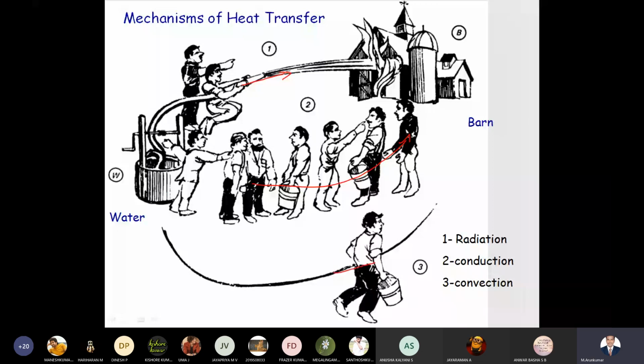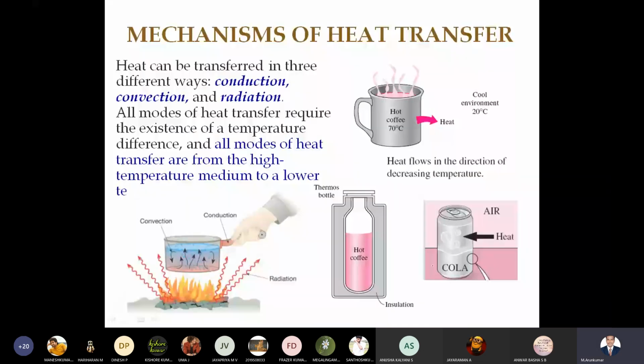So this first path is actually a radiation process, directly. Then the second process is like conduction. Then the third process is like convection. So we may get more clarification about these modes of heat transfer by looking at the next slides. There are three mechanisms of heat transfer.